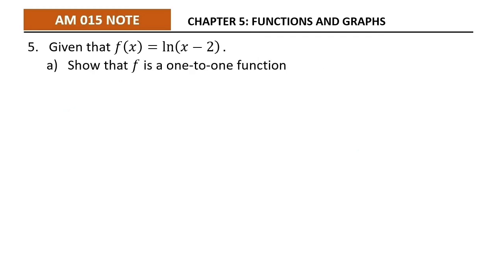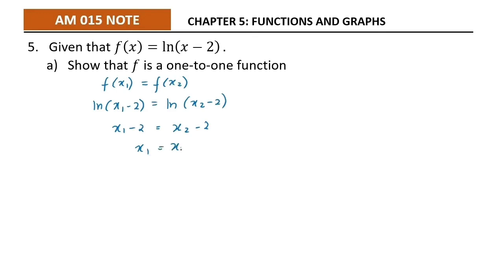Next question, given that f(x) equal to ln(x minus 2), show that f is a 1-to-1 function. F is a 1-to-1 function when f(x1) equal to f(x2). So ln(x1 minus 2) equal to ln(x2 minus 2). Then simplify, ln and ln cancel out. x1 minus 2 equal to x2 minus 2, 2 and 2 cancel out, x1 equal to x2. Since x1 equal to x2, f(x) is a 1-to-1 function.